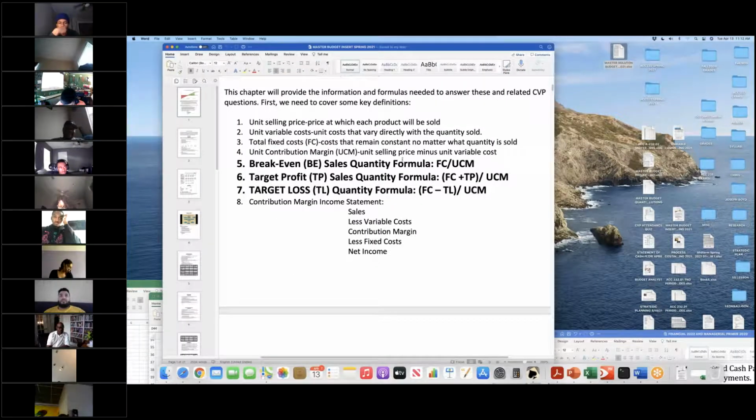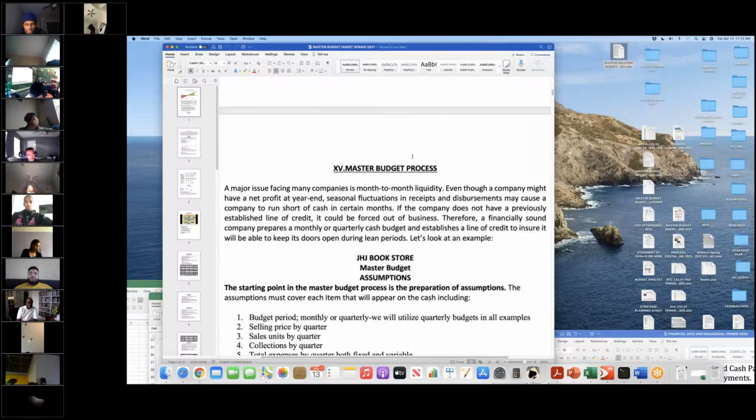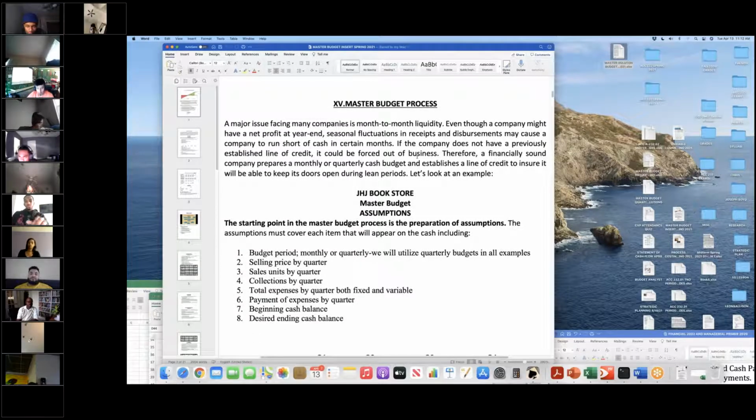Okay, so these are the three formulas, and you're expected to know those. Let's move into why we have a master budget process.